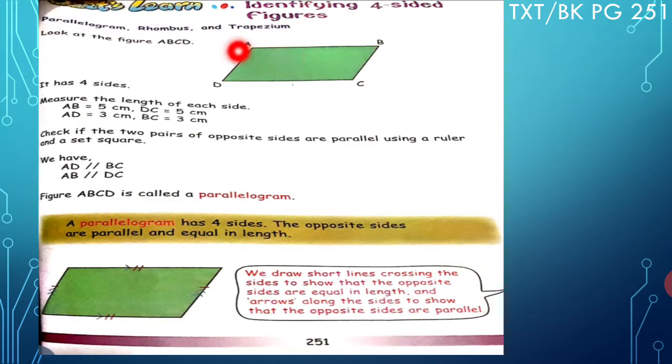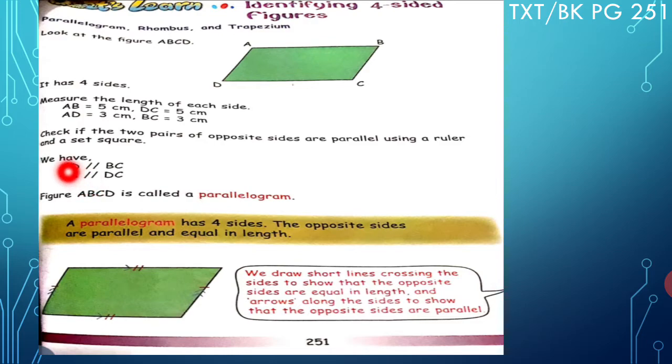Here is textbook page 251, students. You can see in figure A, B, C, D, a figure is given to you. It has four sides. Measure the length of each side. You will come to know that AB is equal to 5 centimeters, DC is also equal to 5 centimeters, AD is equal to 3 centimeters, and this side BC is equal to 3 centimeters. Check if the two pairs of opposite sides are parallel using a ruler and a set square. You are supposed to check whether these two opposite sides are parallel to each other or not.